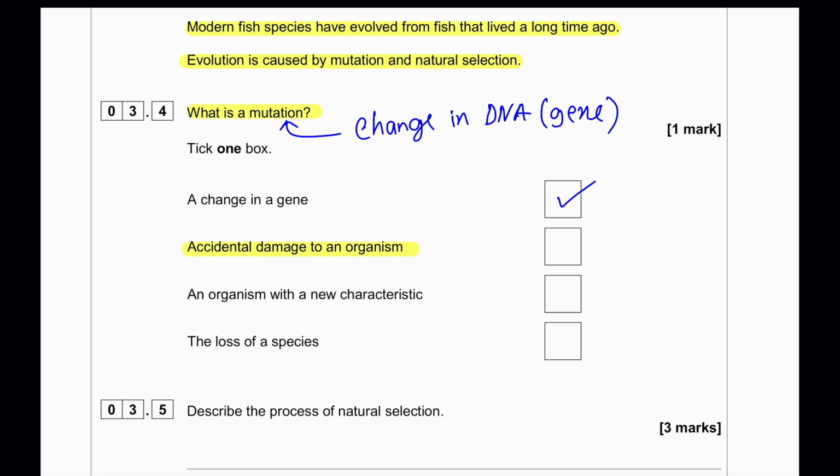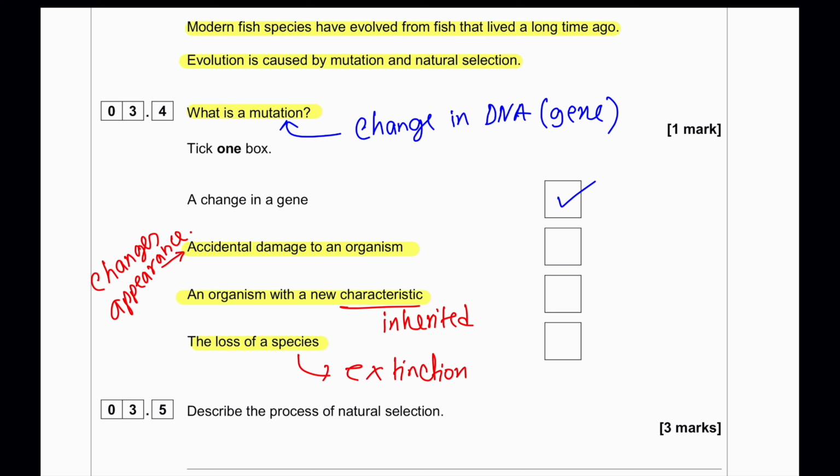Accidental damage to an organism. This is a phenotypical damage. So it just changes appearance, it does not change a particular organism's gene. An organism with new characteristics, this can be inherited from one of the parents. Loss of a species will be extinction.